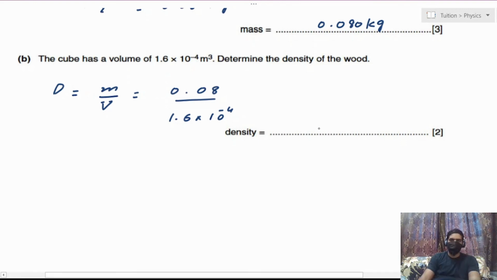So density turns out to be 500 with the unit of kilograms per cubic meter.